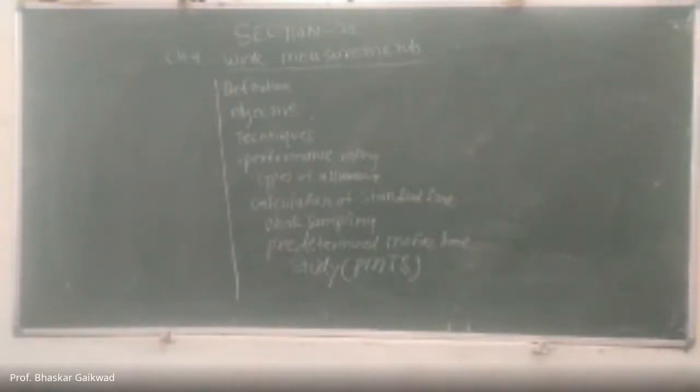After this allowance, how to calculate the standard times for a particular job. And if the mass production is there, then how to go for work sampling, and how many production samples we have to select in mass production, those things we're going to see in work sampling.